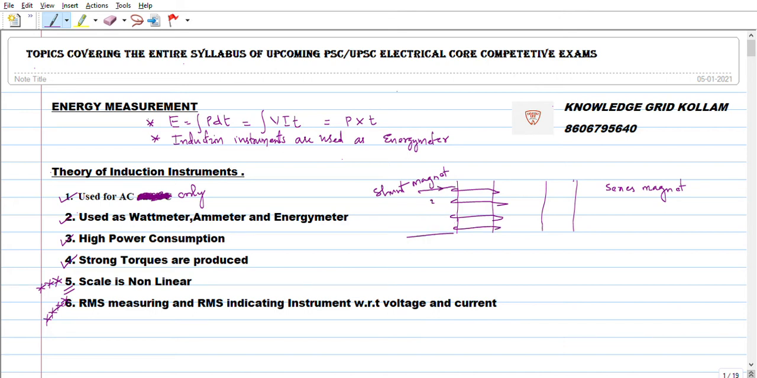It is carrying the current I1, and this is carrying the current I2. Here I am placing the aluminum disc. This is my disc.